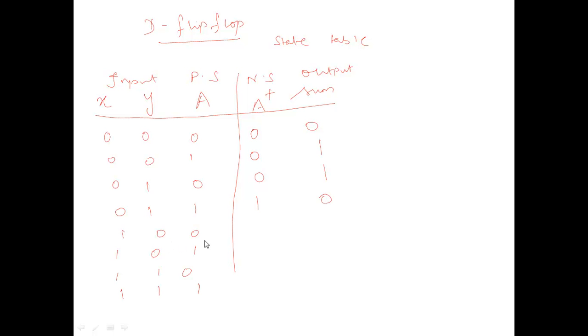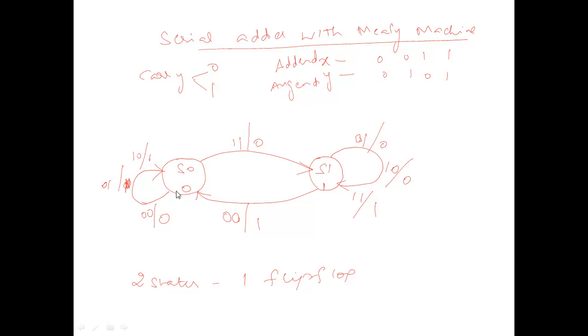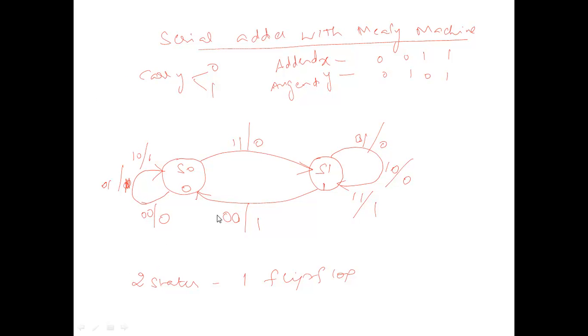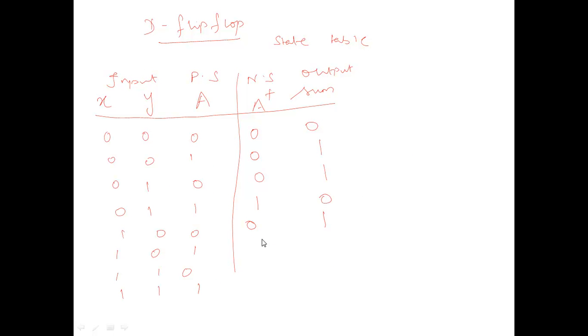Now the next combination, present state is 0, input is 1, 0. For this combination, the output is 1 and the next state is 0. I am writing next state 0, output 1. For the combination present state 1, input 1, 0, the next state is retaining in the same state, that is 1, and the output is 0. So next state is 1, output is 0.